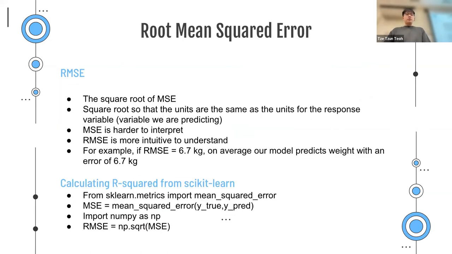Okay. And the last metric that we'll be using would be root mean squared error, which is as simple as it sounds, it would be the square root of the mean squared error. All right. So why do we square root the mean squared error? There'll be a more clear example later, but mainly why we square root is so that the units of whatever the response variable is in would be easier to interpret. So for example, if the root mean squared error is 6.7 kg, then on average, our model will be predicting weight with an average error of 6.7 kg. Yeah, so I'll be going through the example in Colab now.